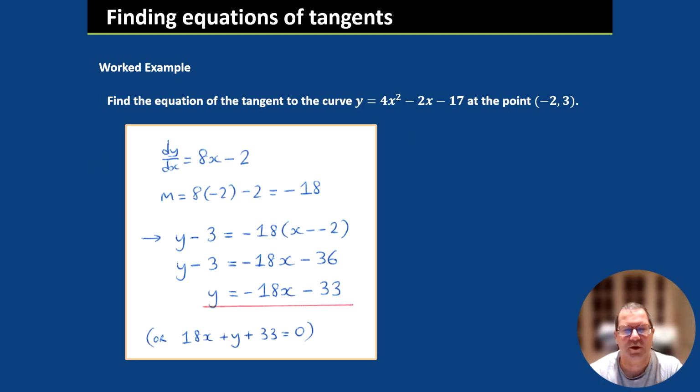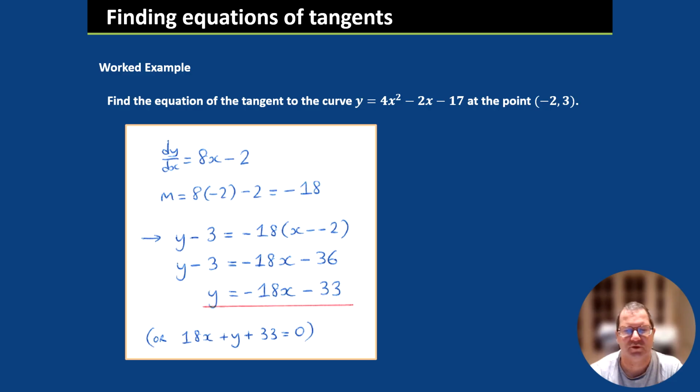Here is our first worked example. Find the equation of the tangent to the curve y equals 4x squared minus 2x minus 17 at the point (negative 2, 3). So we already know x and y at this particular point, but we don't know the gradient. So differentiating it, dy by dx is equal to 8x minus 2. So the gradient at that point, where x is negative 2, is 8 times negative 2, take away 2, which is negative 18.